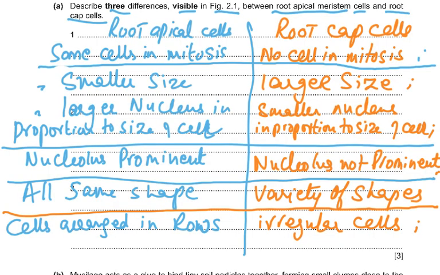So when you look at the comparison between the root apical meristem cells and the root cap cells, the first point that I'm giving you is some cells in mitosis, no cells in mitosis, then smaller size, larger size, then larger nucleus in proportion to size of the cell, then smaller nucleus in proportion to size of the cell, then nucleolus prominent, nucleolus not prominent, all same shape, variety of shapes, cells arranged in rows, and irregularly, cells are loosely packed or irregularly arranged. So lots of points, and you have to only give me 3 of these.